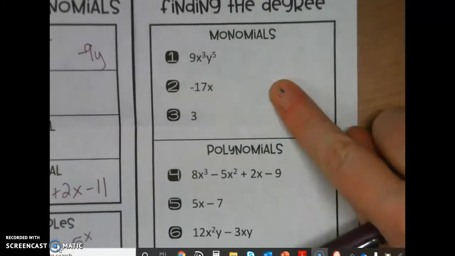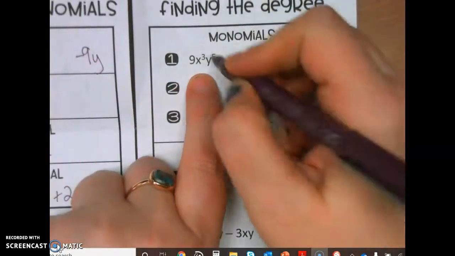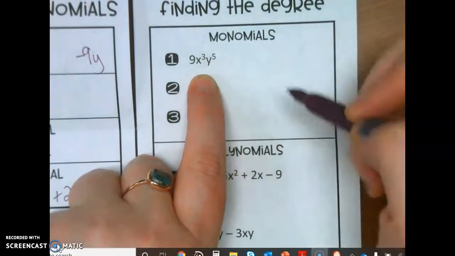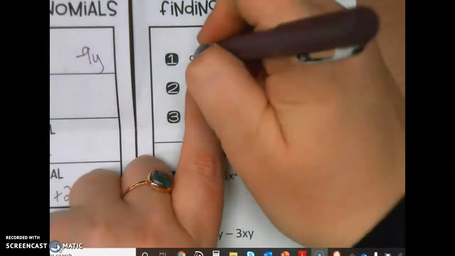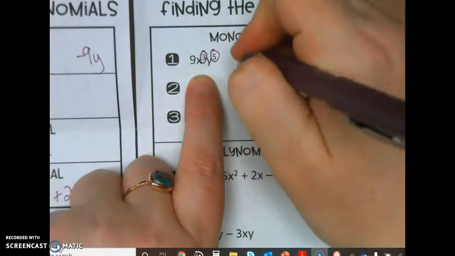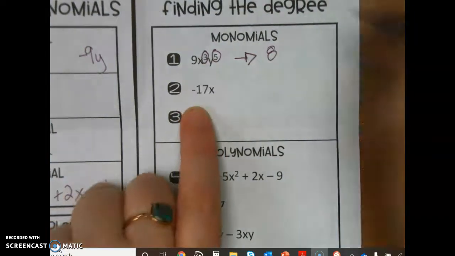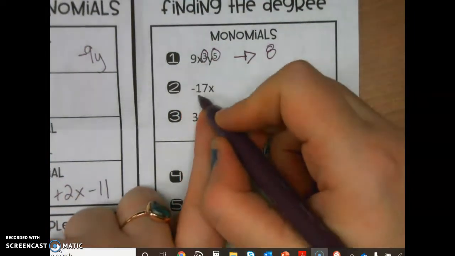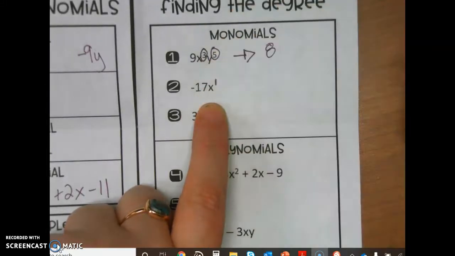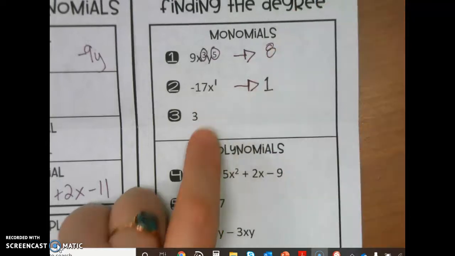Okay, so look at this section here. This is a monomial, right? Because it's one term. If I was going to add it, I'd have to look for things that match exactly like this. So we're going to look here and here, and we have to add those together. So the degree of this is 8. Look at this one. Well, there are no exponents, but yeah, there really is, because there's a 1 right there. So the degree of this is 1.